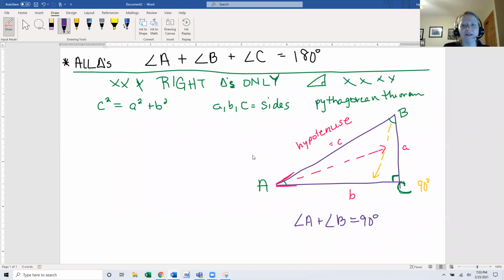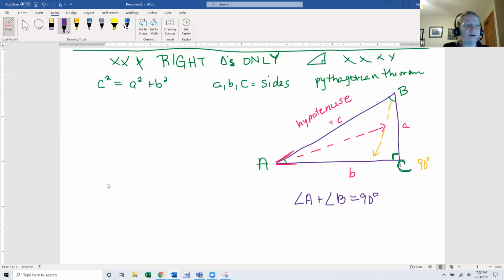Okay, so now that we've got this little roadmap here, we can talk about the trig functions. So the mnemonic for trig that Mary Bello quoted earlier is this thing called SOHCAHTOA.